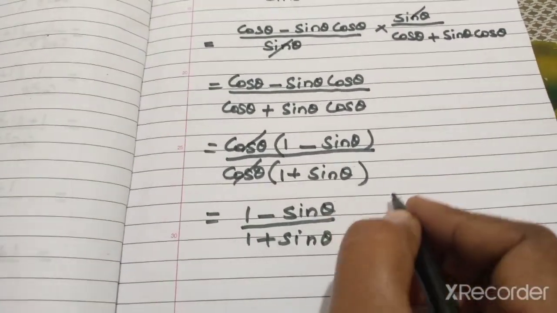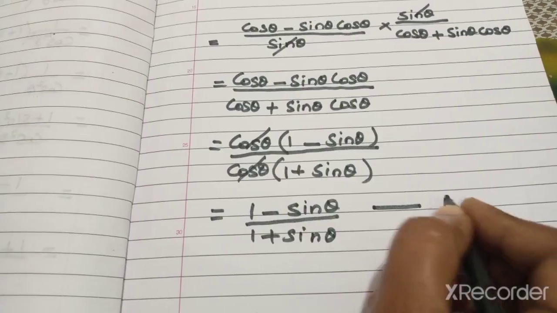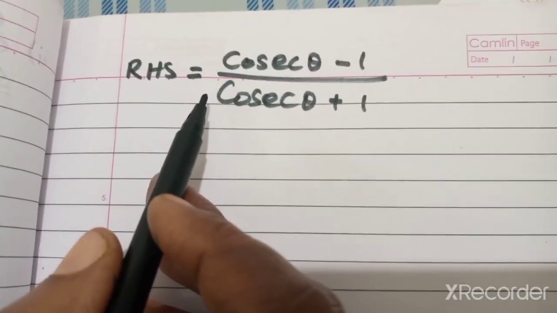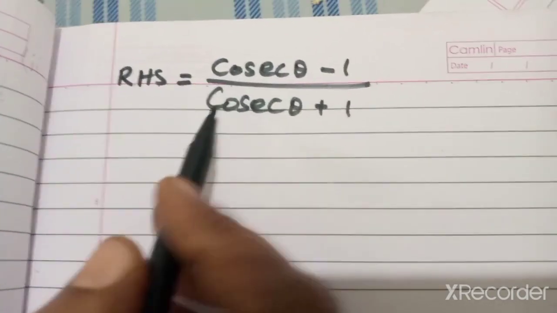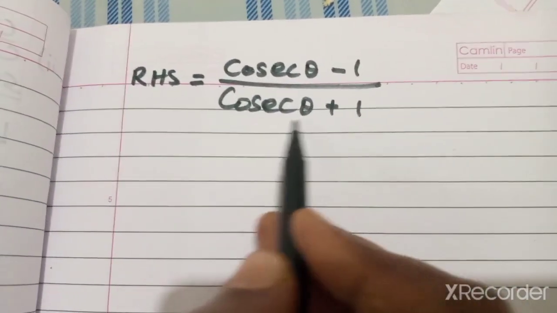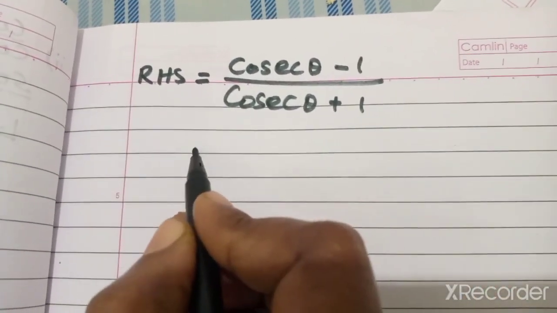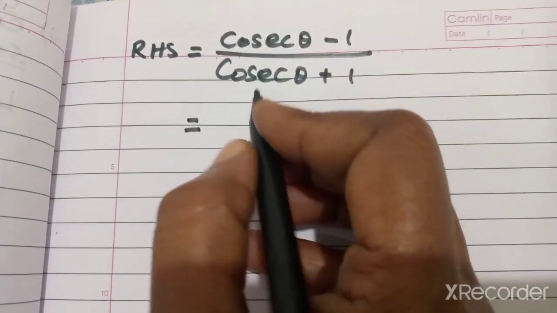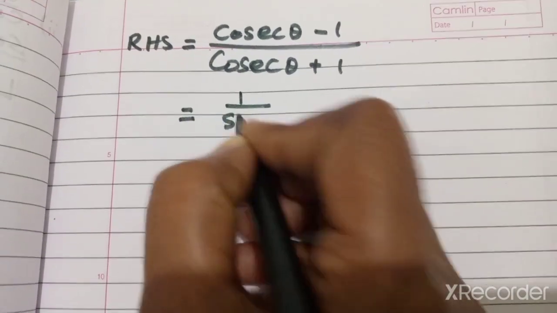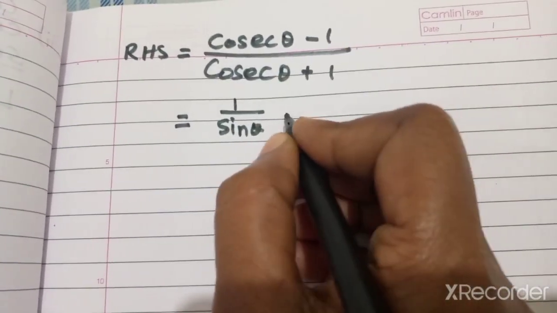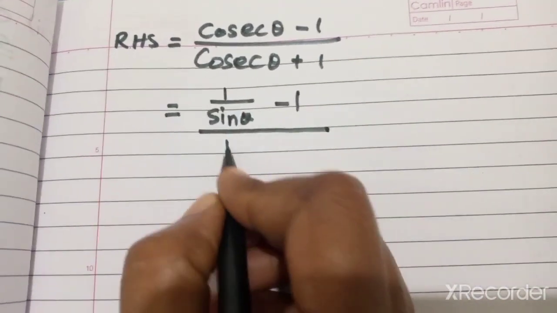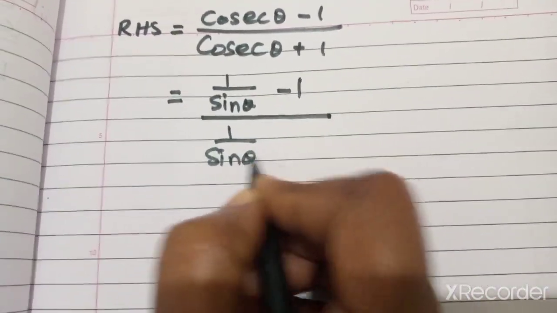Okay, let us call it equation number 1. Now let us take the RHS. What is the RHS? Cosecant theta minus 1 by cosecant theta plus 1. What is the cosecant theta formula? Do you remember? 1 by sin theta. So let us use that formula: 1 by sin theta minus 1, divided by the denominator also, let us use the formula: 1 by sin theta plus 1.